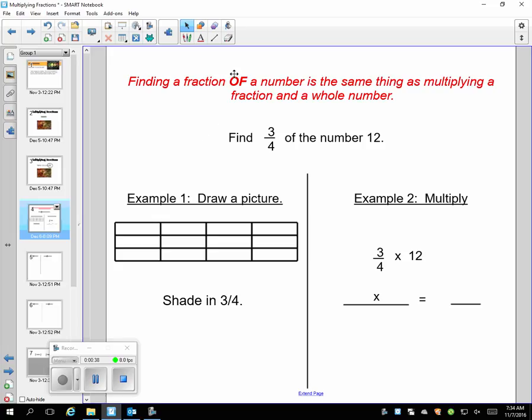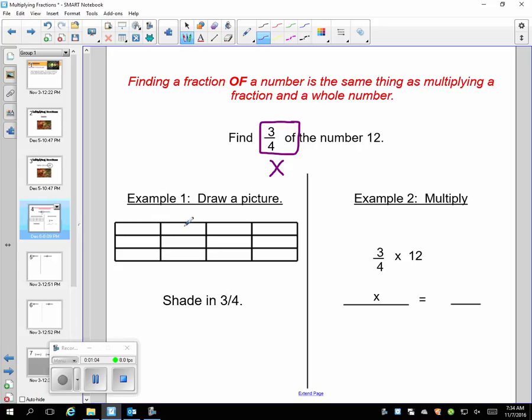Finding a fraction of a number is the same thing as multiplying a fraction and a whole number. So we kind of discussed, or I tried to point out to you, when you see a fraction with the word "of" after it, it normally means multiply. Find 3/4 of the number 12. And that's actually 3/4 times 12. And that's what these red words up here are saying to us.